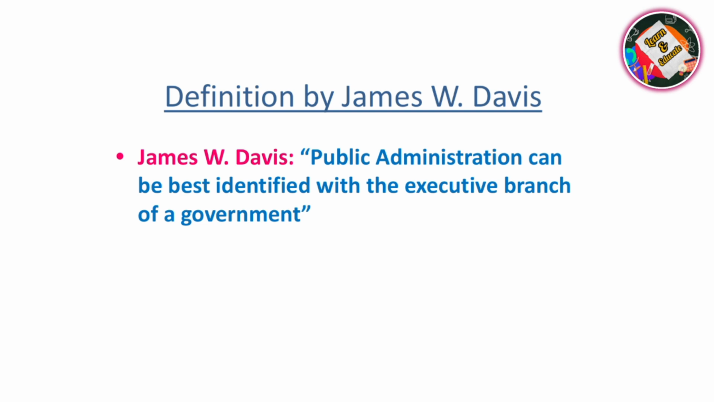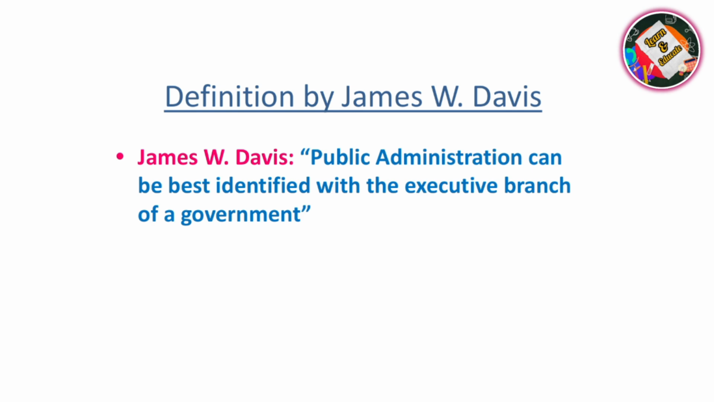Therefore, as per Davis, public administration can be identified with the executive branch of the government, which implements and translates the laws into action. The executive branch performs administrative tasks, enforcing the regulations, delivering public services, managing the resources, and ensuring compliance with government rules. Organizational and institutional structure: ministries, departments, agencies, and field-level bureaucrats are all under the executive branch, which forms the core of public administration.